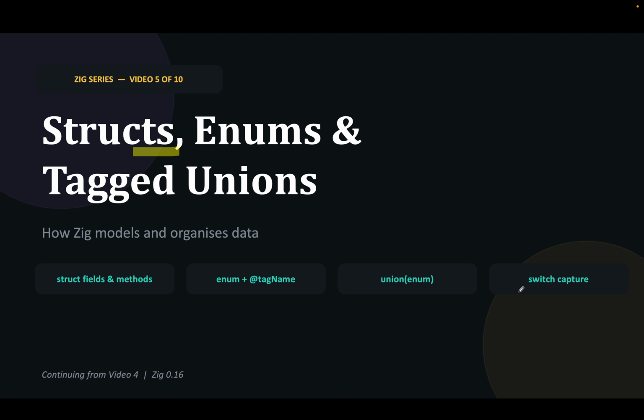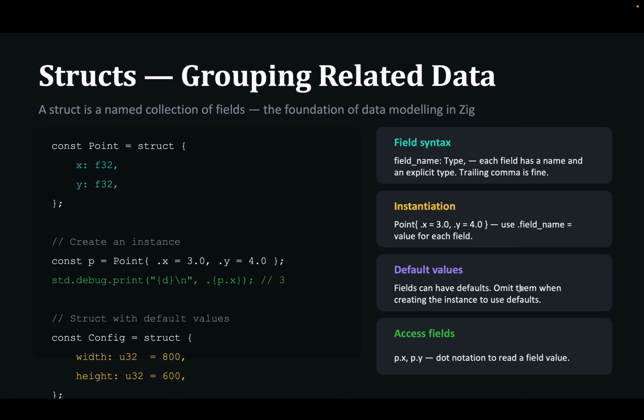In today's video, we are going to cover structs, enums, and switch. Zig gives you three tools to organize and represent your data. We are also going to cover the optional type, Zig's safe replacement for the null pointer. This is a content-heavy video, so please bear with my voice. Moving to the next slide, a struct is a named collection of fields and the foundation of data modeling in Zig.